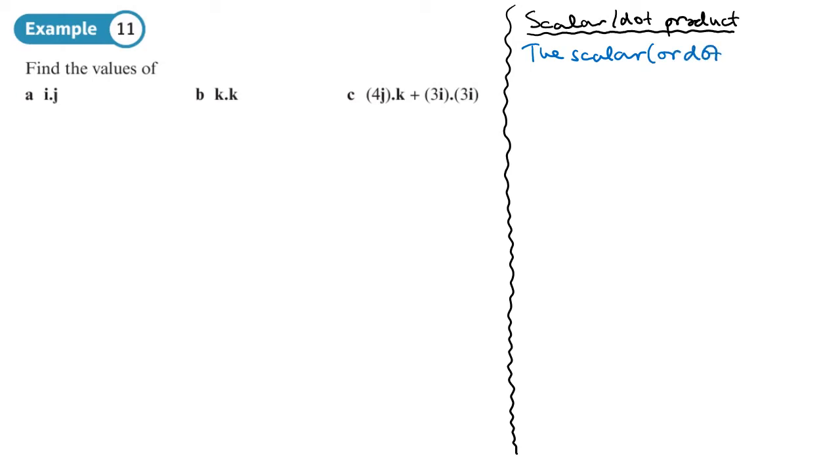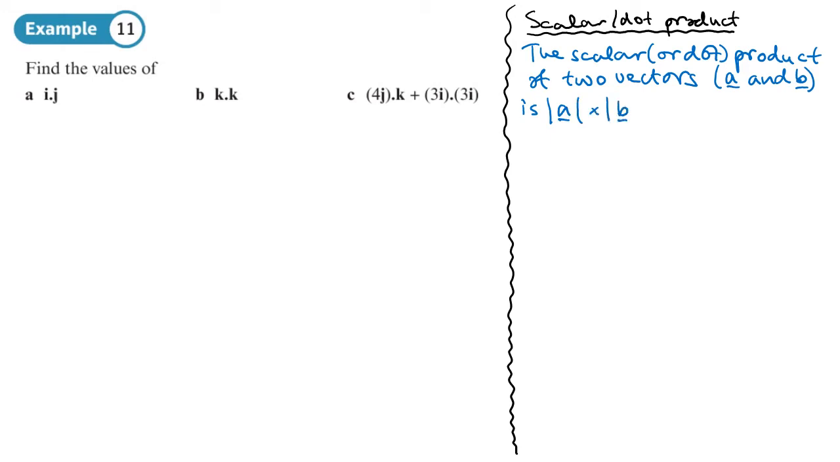Okay, so the scalar or dot product of two vectors, and we'll call those vectors A and B, is the length of A, so the modulus symbol says that the length of A, times by the length of B, times by the cosine of the angle between them. So this is the definition of the dot product. This is how we find the dot product.